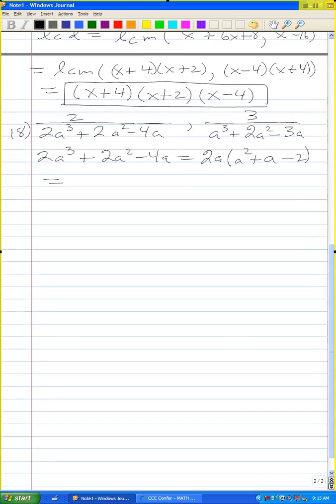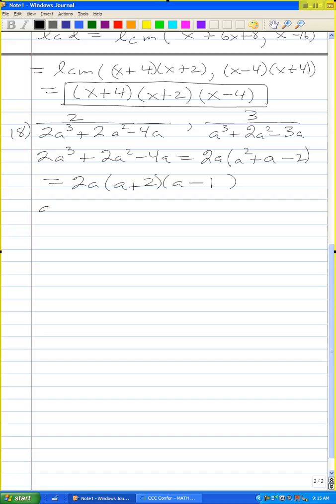So now I can factor what's in the parentheses. This is a monic polynomial. Bring down the plus, times minus is minus. I want to find two whole numbers whose product is 2 and whose difference is 1. 2 and 1.